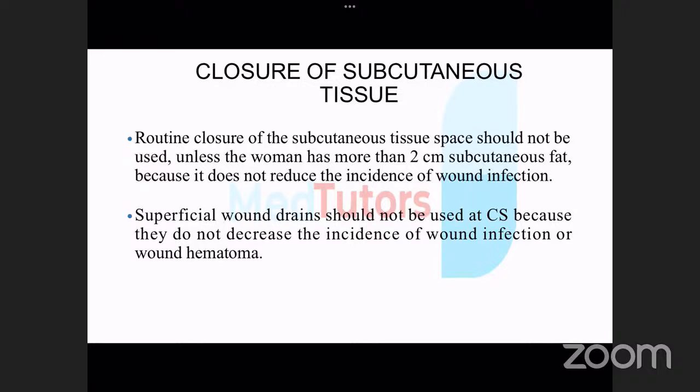Superficial wound drain should not be used at CS, because they do not decrease the incidence of wound infection or wound hematoma. But for fat people, sometimes you have to consider that. Next slide.